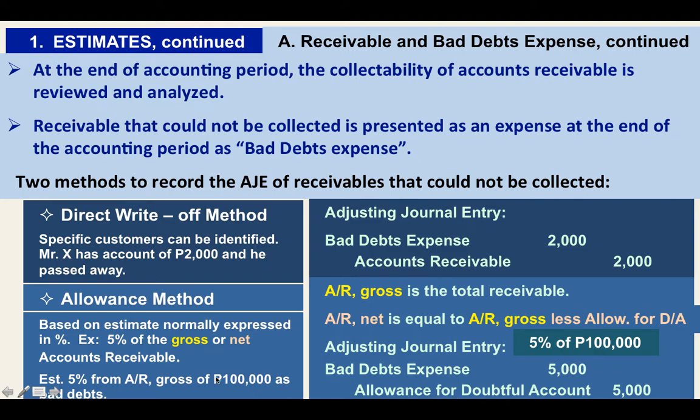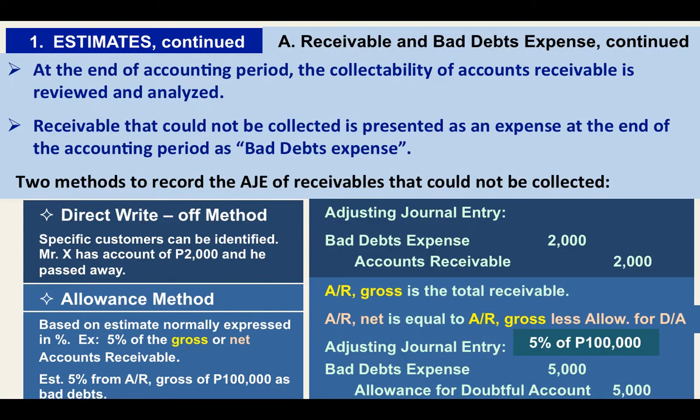So if our recording of adjusting journal entries on allowance method, then we will credit allowance for doubtful account. Hindi natin i-direct sa accounts receivable. Bakit? Kasi hindi naman natin identified talaga yung specific customer. We are estimating it only. Okay? Ano ang reason nun? Para hindi ma-remove sa record.